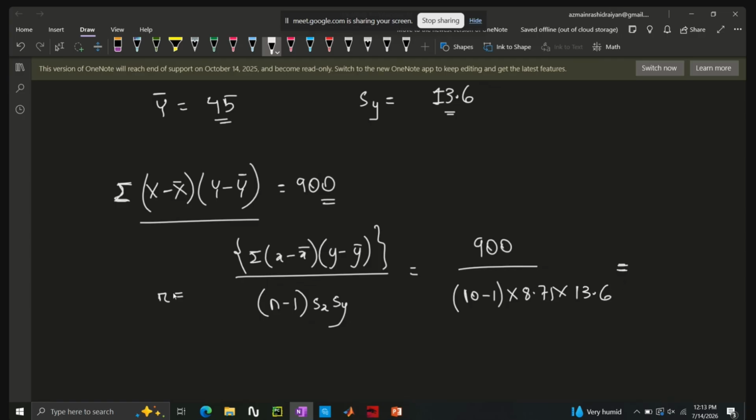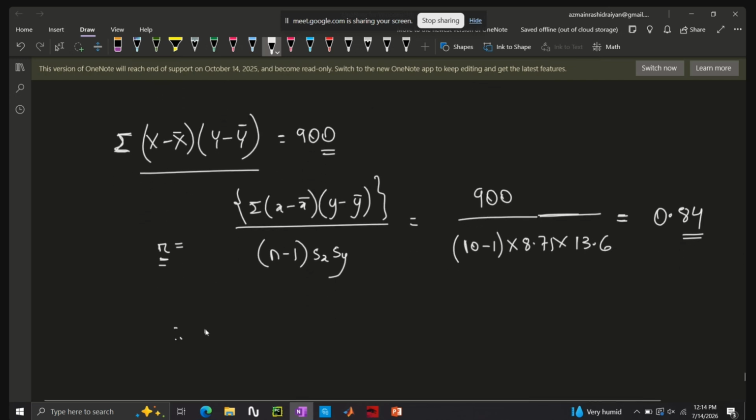So someone please tell me what's the value of the correlation coefficient. 0.84. All right. So my correlation coefficient is 0.84, which means, since it is pretty close to 1, we can say that it is a very strong correlation coefficient.